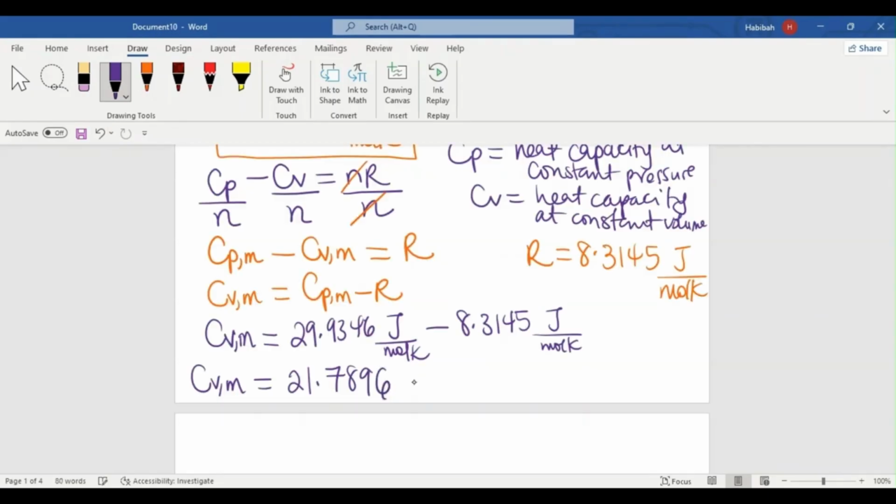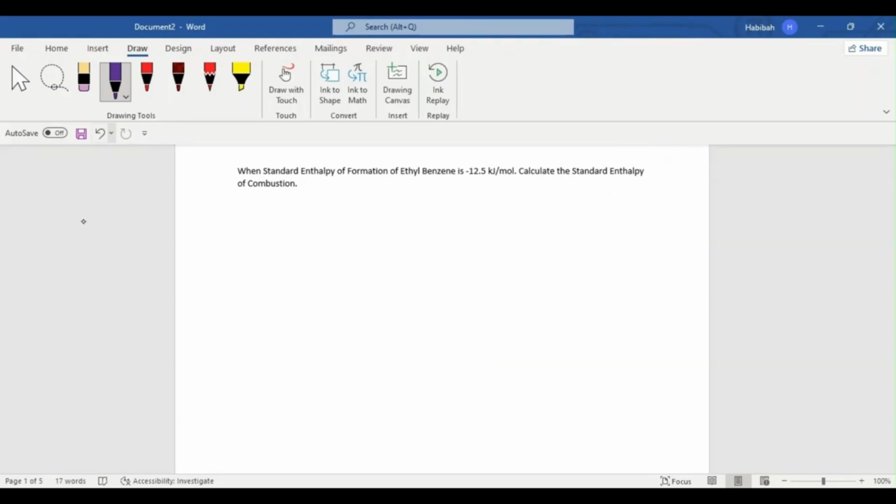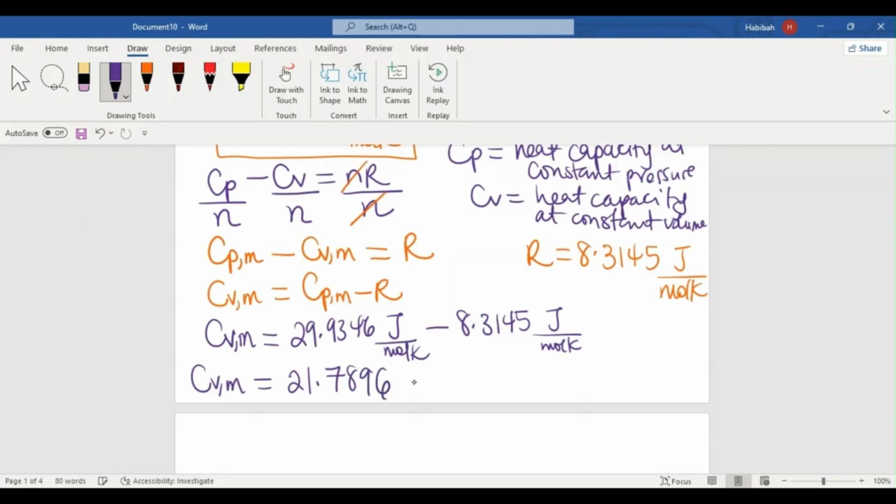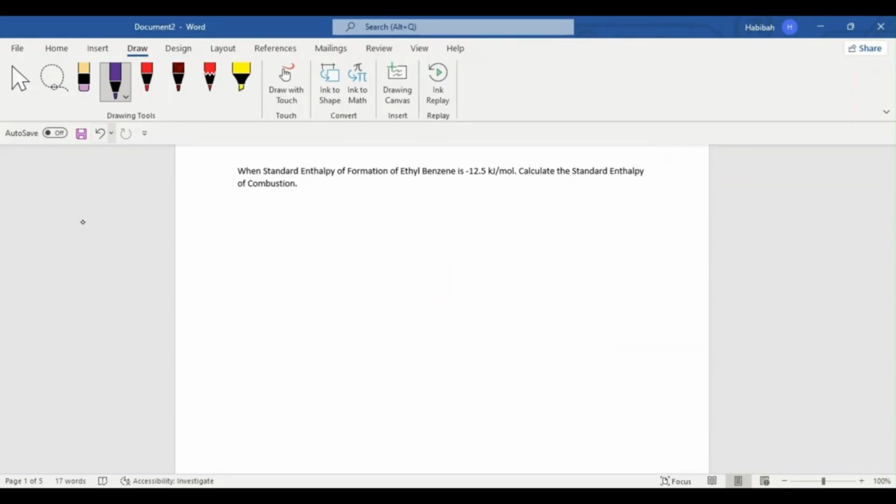You can also say the answer could be, depending on what you're asked to do, in 3 sig figs or in decimal places, whatever you're asked to do. So in 3 sig figs, that would be negative 4.56 times 10 raised to the power of 3 kilojoule per mole. And this is basically the answer.